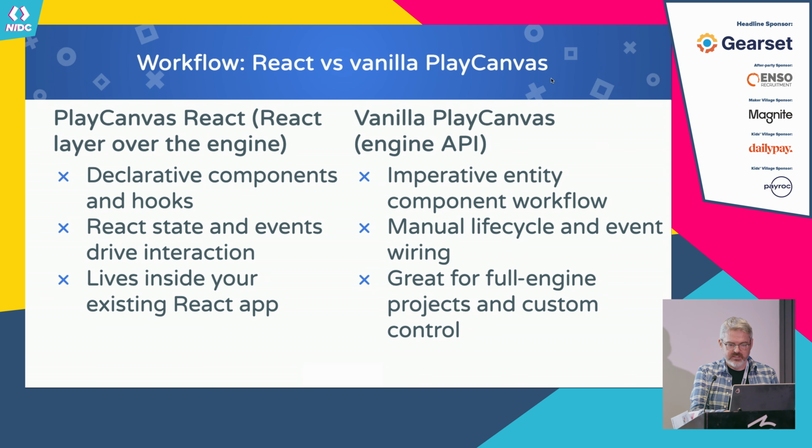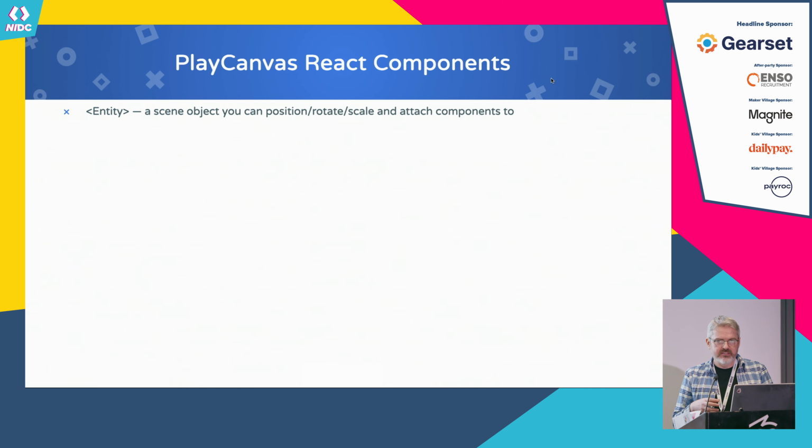So what kind of React components do you get with this? There's going to be a lot of me pressing the space bar here. So you get an entity. A lot of things are wrapped in entities. Think of an entity as almost like a div. You create an entity, so it could be a camera, it could be a light, it could be a model. And you can give it a coordinate in space, so that'll position it in 3D space, and scale it and rotate it.